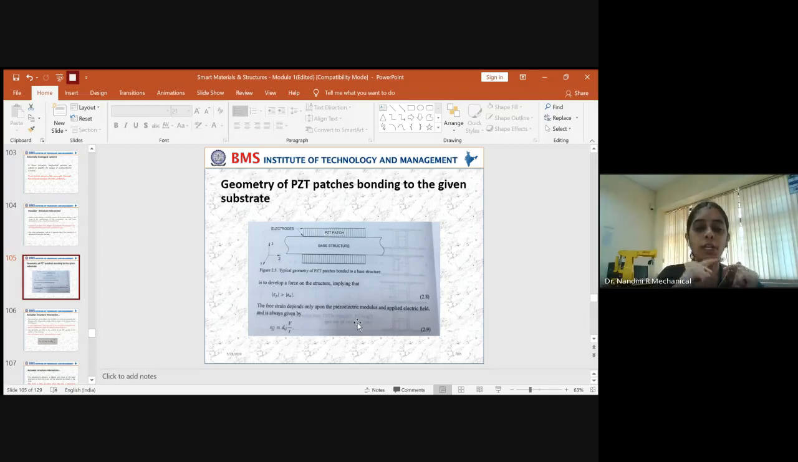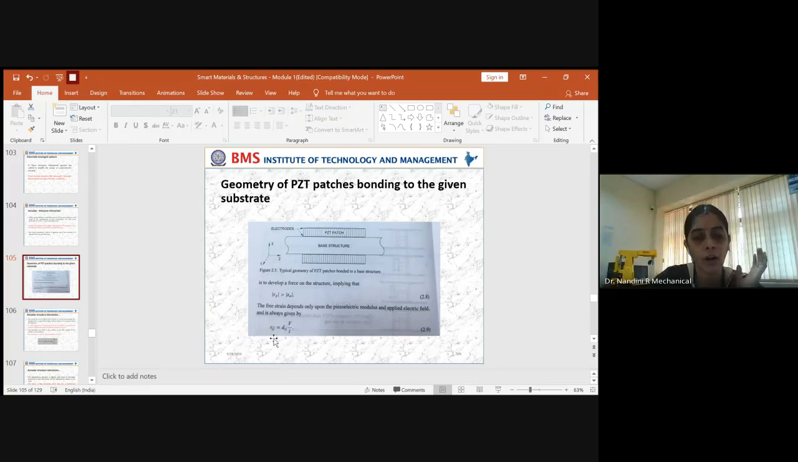The strain generated will also vary with respect to the applied electric field. So these are the two parameters on which the free strain depends: one is the piezoelectric module and the other is the amount of electric field applied. With the combination of these two, you can evaluate the piezo strain, or the free strain, induced in the given device.